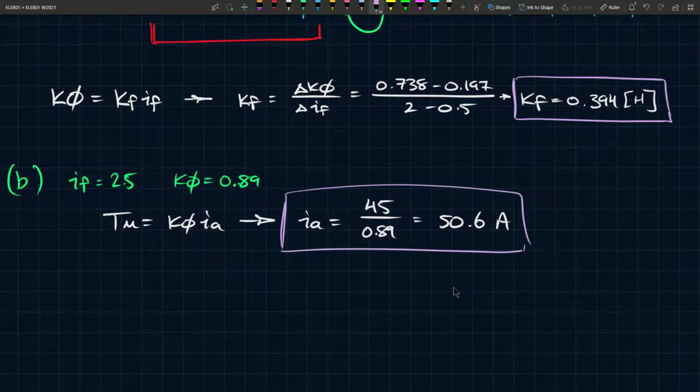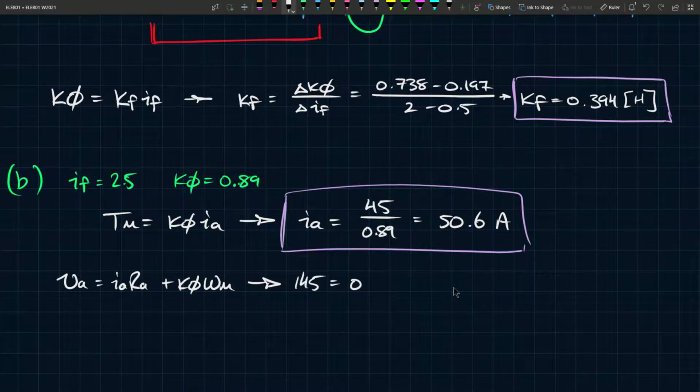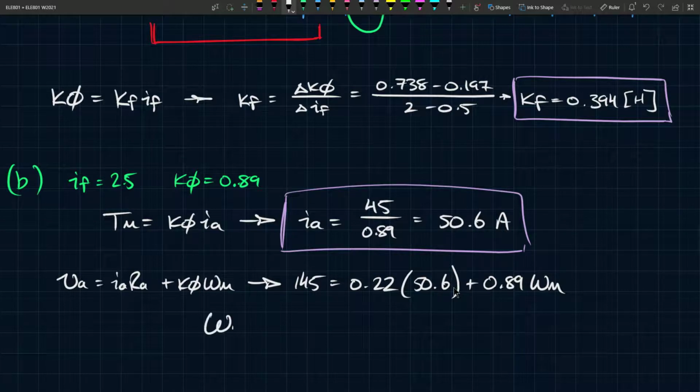Now, using your armature current, as well as the other parameters of the machine, you can determine the speed of the machine. So VA is going to equal Ia Ra plus K phi omega m, and you can rearrange this expression for omega m. If you solve it using all the parameters we've been given, so let's say 145 equals 0.22 times 50.6 plus 0.89 omega m, and again, these are all the parameters we have in this question.